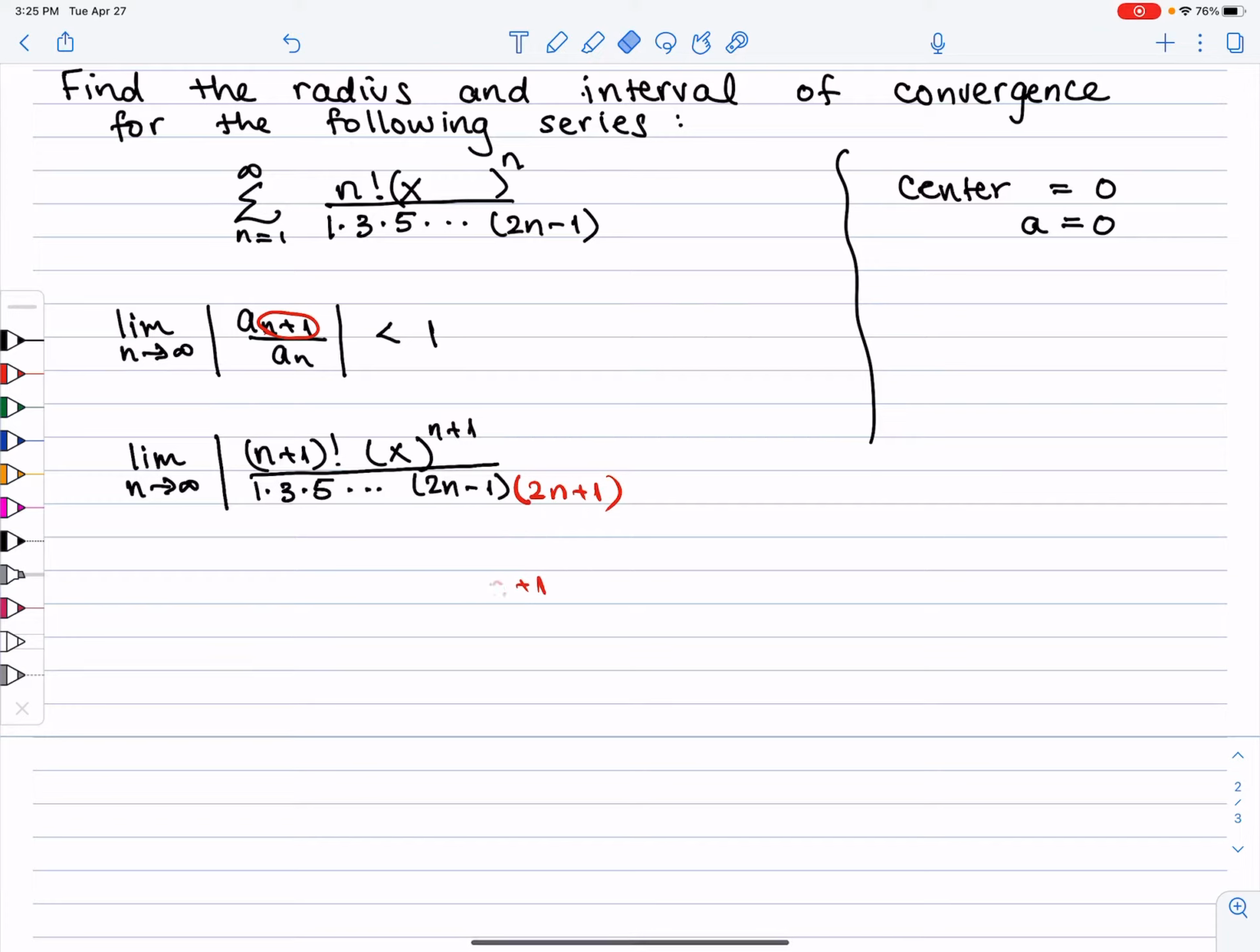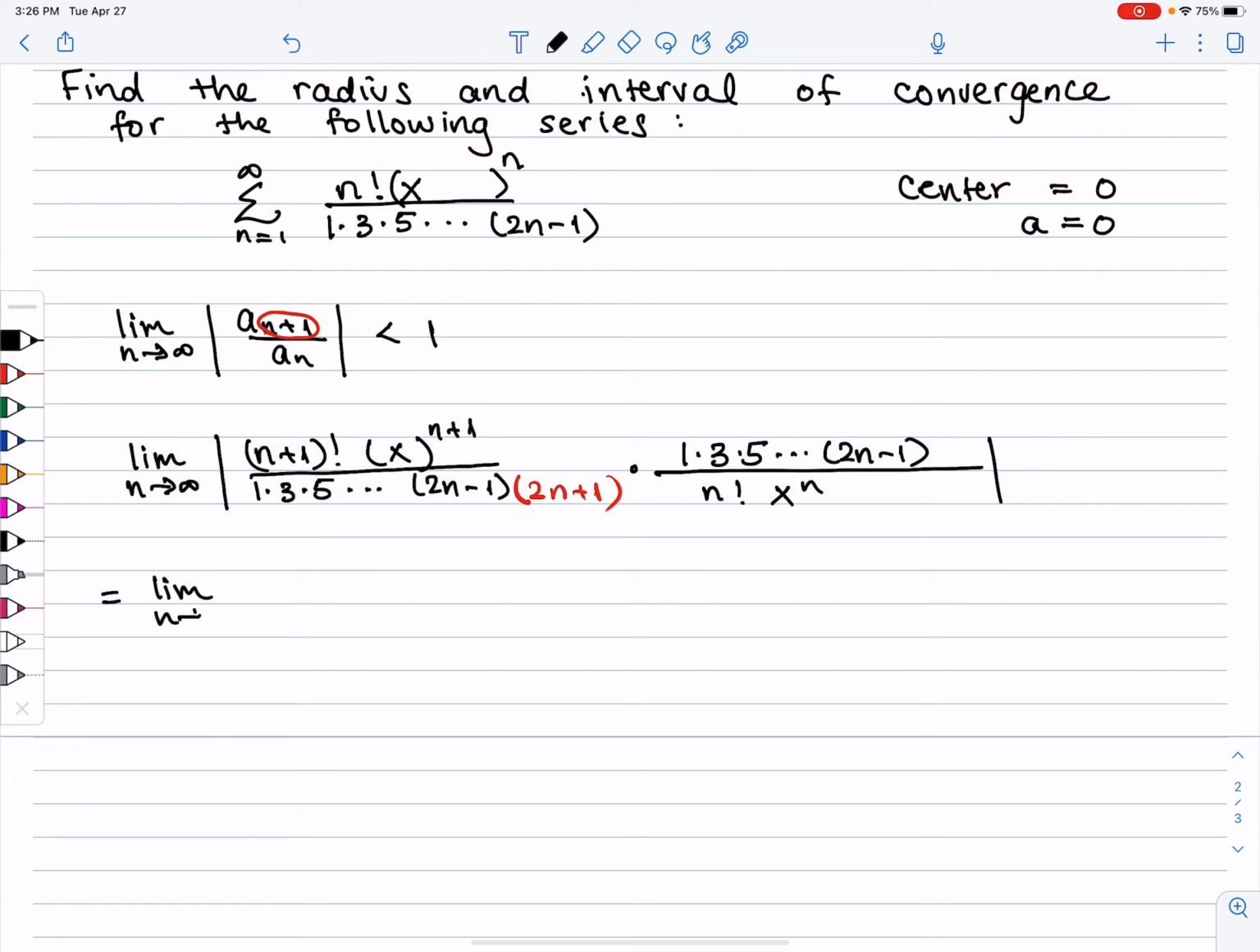And the odd number before 2n plus 1 is 2n minus 1. We're going to multiply times the reciprocal, and the reciprocal is going to be equal to 1 times 3 times 5 all the way to 2n minus 1 over n factorial times x to the nth. All right, so this here gives us the limit as n approaches infinity.